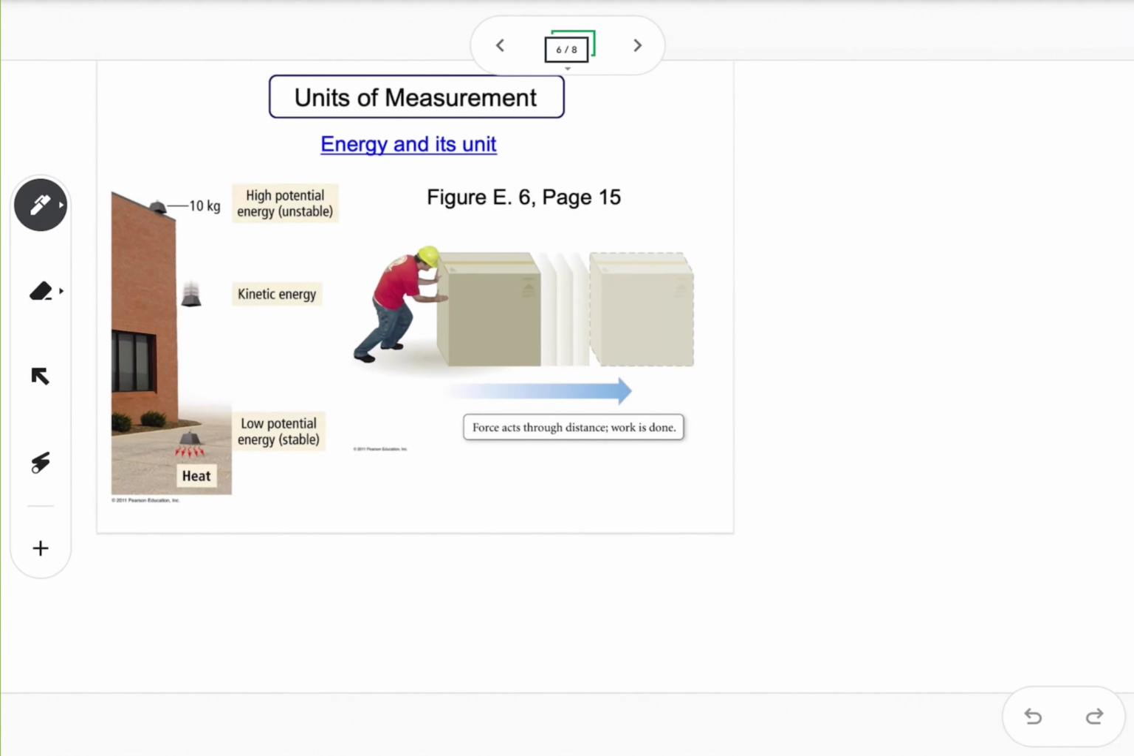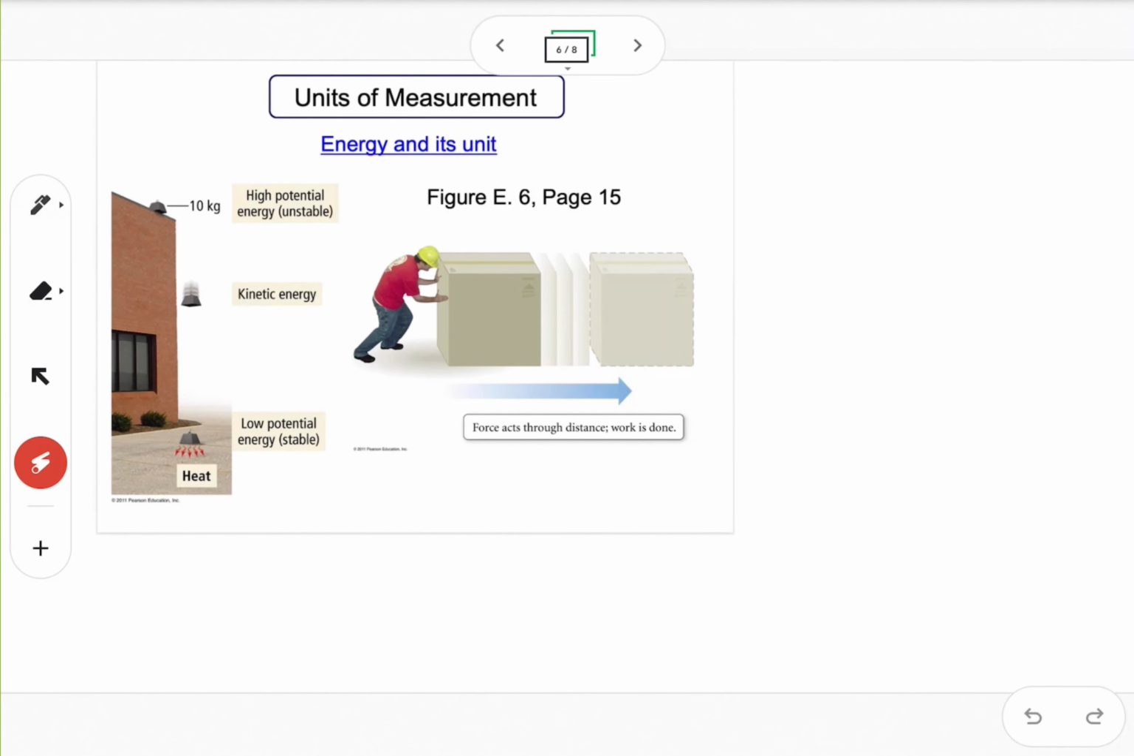Now, energy and its units. Energy is a very common term we're going to deal with in chemistry. There are two types of energy. The first one is kinetic energy, which is associated with motion. The other one is potential energy, which is associated with positions or compositions. This picture shows you that energy can be converted from one form to another. If you drop the iron from the top of the building to the ground, then the potential energy of the iron is going to be converted to kinetic energy, motion.